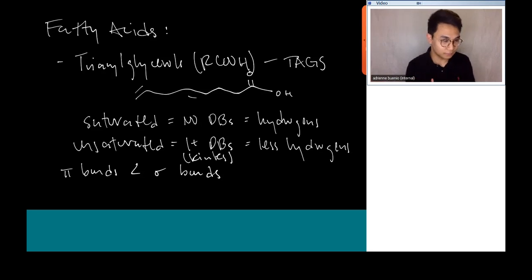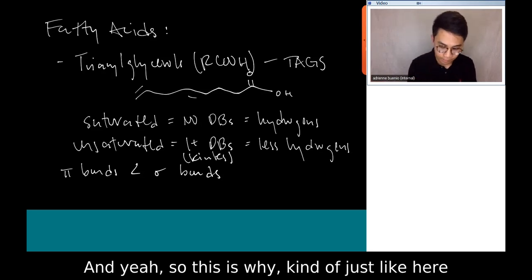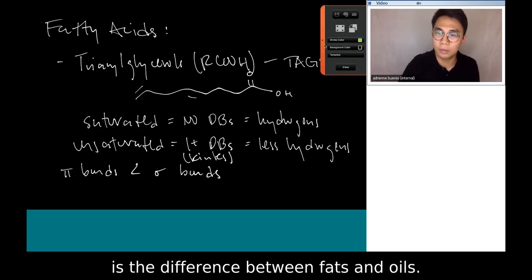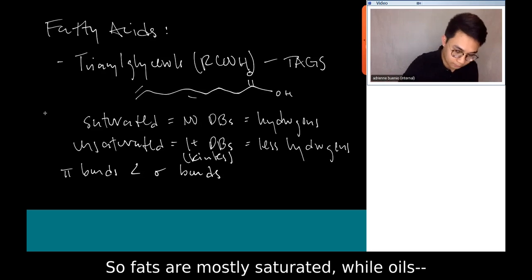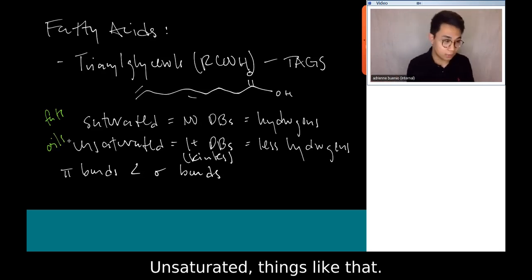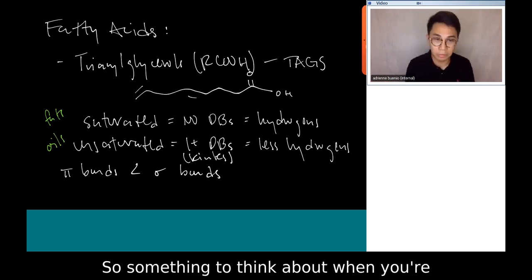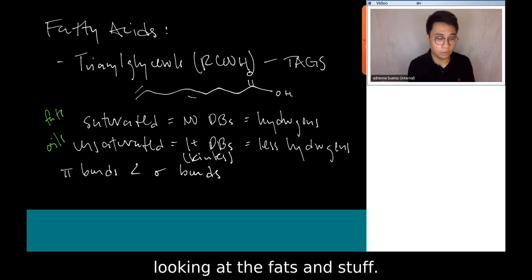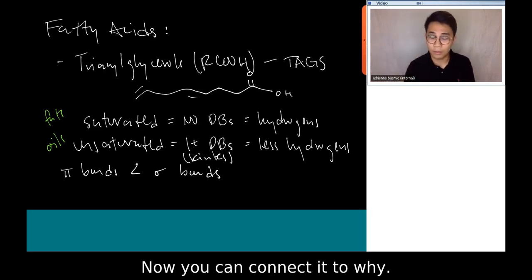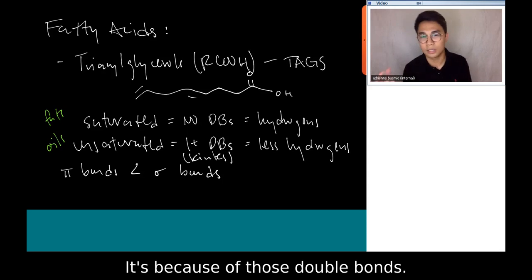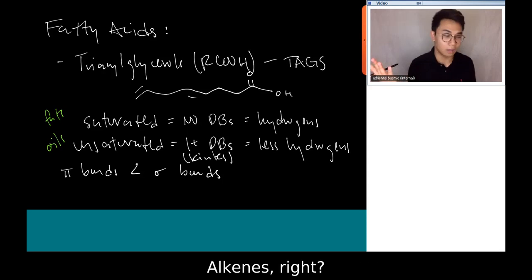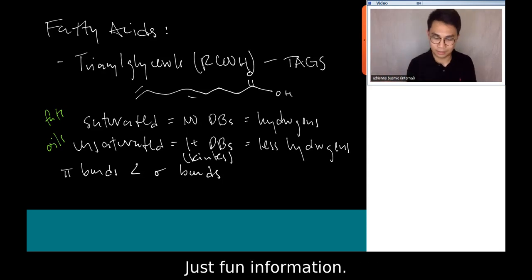So that's it. And this is the difference between fats and oils. Fats are mostly saturated, while oils, that's why oils are good for you, are unsaturated. So something to think about when you're looking at fats. Now you can connect it to why: it's because of those double bonds, alkenes, right? Okay, so that's just fun information.